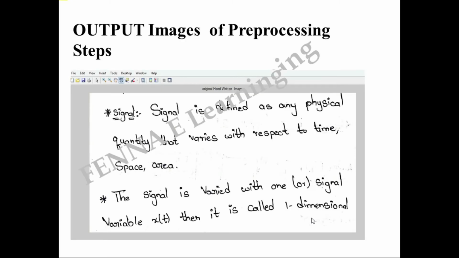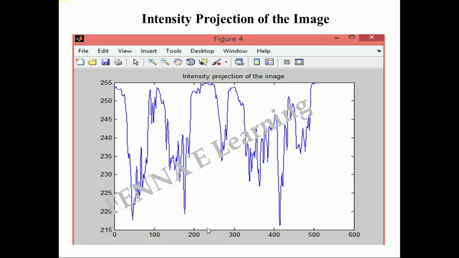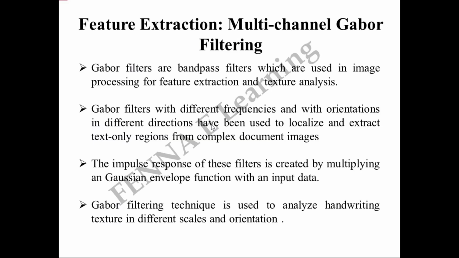So this is the output of the pre-processing step. This is the input image, this is the pre-processed output image, and this is the intensity projection of the image. This graph gives information about the intensity profile of the handwriting images. The higher intensity profile indicates the number of lines in the handwriting images. This higher intensity value indicates 1 line, this indicates 1 line. Based on this intensity projection of the image, we can calculate the number of lines in the handwriting images.